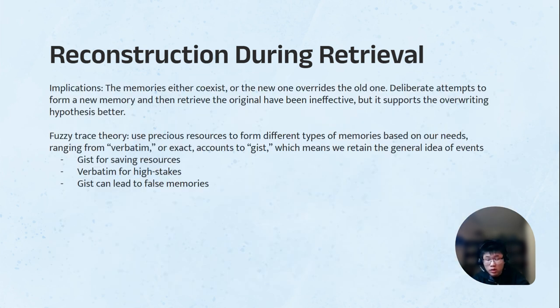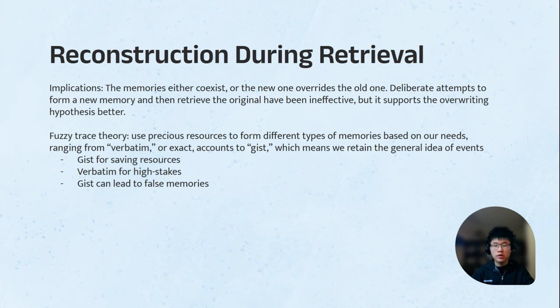The memories of the cars colliding and the no glass being on the road and glass being on the road could either coexist, or the new one of glass being on the road, in the case where I ask if the cars smashed into each other, overrides the old one. Experimentally, it probably is the second one because it's very difficult to retrieve the original memory. So it does support the overriding hypothesis better.